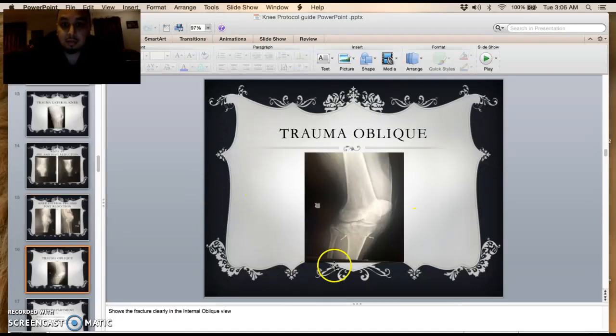Here we go, talking about the trauma obliques earlier. The 45-degree angle, the fibular joint space is open, shows the tibial right here, this underlying fracture that would not be seen in an AP.